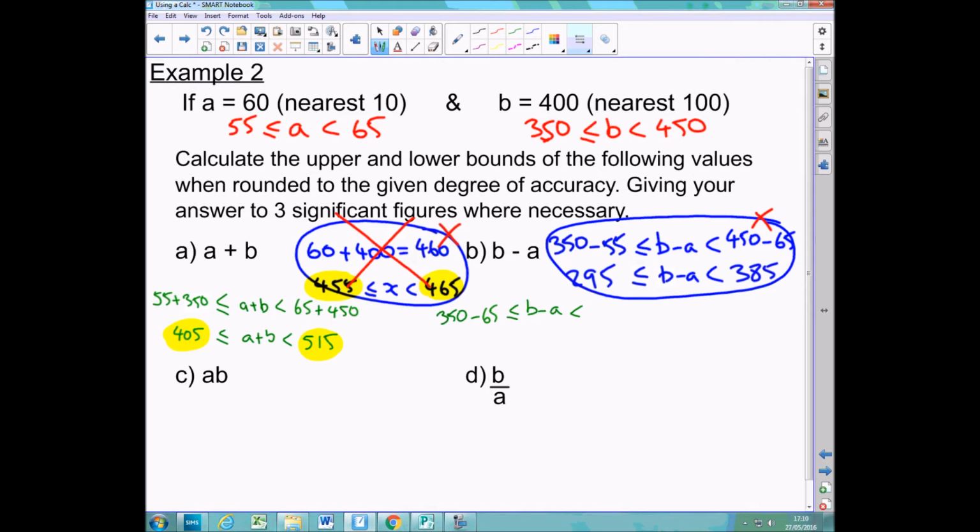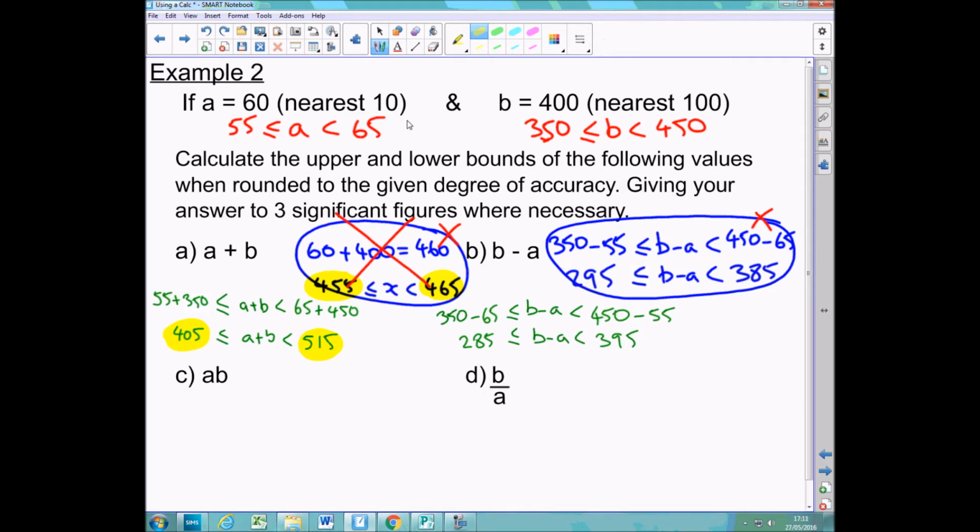If I wanted to get the biggest possible value, I'm going to start with the biggest possible value of B, but I only want to take away the smallest value of A. So in this case, I get the smaller value of 285, and I get a larger value of 395.